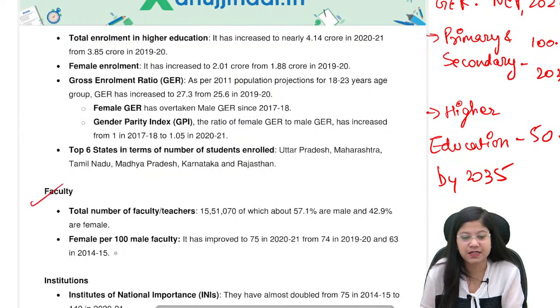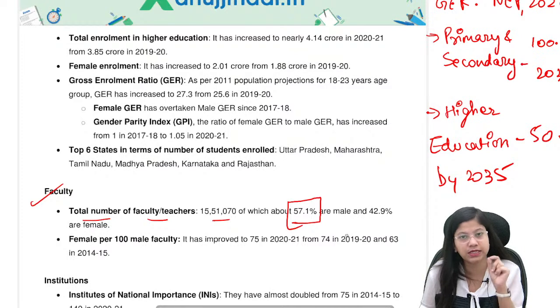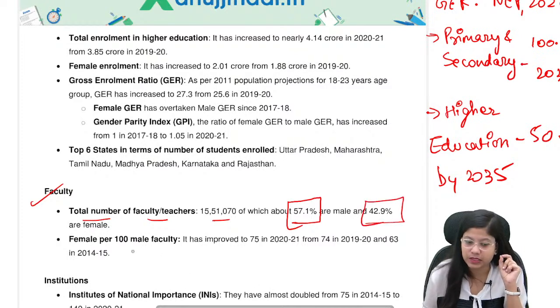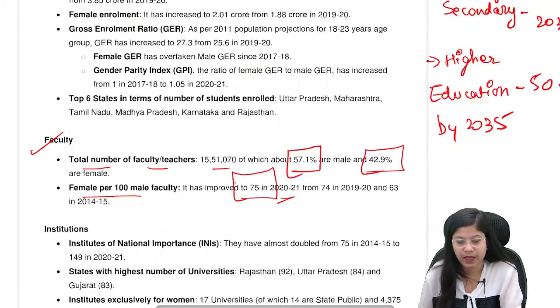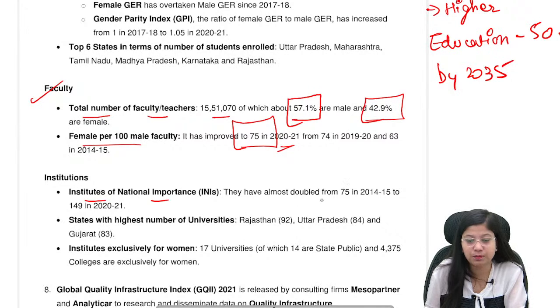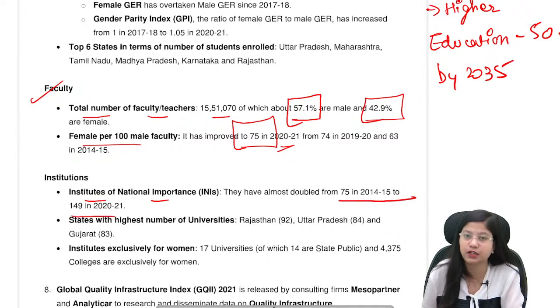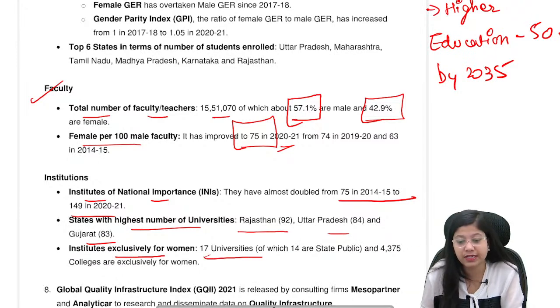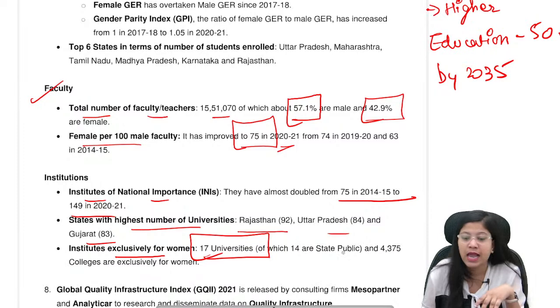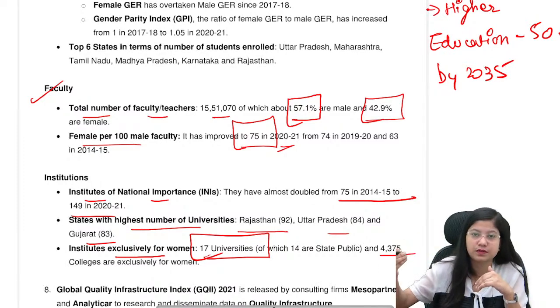Okay. Chaliye, as far as the faculty is concerned, so total number of faculty is this 15 lakh approximately, which is about 57.1% male, 42.9% females. Female per 100 faculty member is the ratio stands at 75% in 2020 to 2021. Okay. Then the institute of national importance, so they have doubled from 75 to 149 in 2020 to 2021. The states with highest number of university, Rajasthan, Uttar Pradesh and Gujarat. The institutes exclusively for women, so 17 universities are exclusively for women, and 4,000 colleges are exclusively for women.